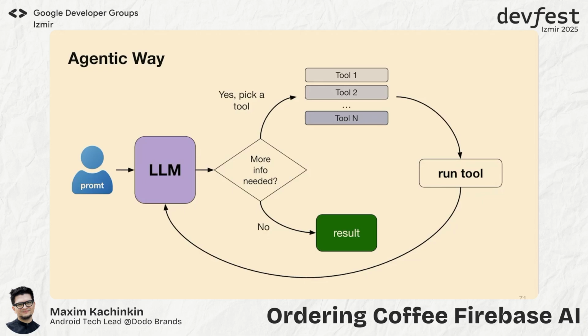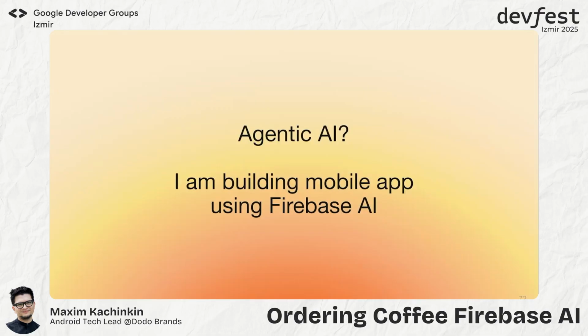The model thinks, it tries to figure out if it needs more information, calls the tool, runs the tool, gets the result, thinks again, reasons again if it needs more information, and if not, finishes the job and gets the result. So, agentic AI. I'm building a mobile app using Firebase AI. How can I implement agentic AI? Maybe I should add another third-party solution or ADK or something.